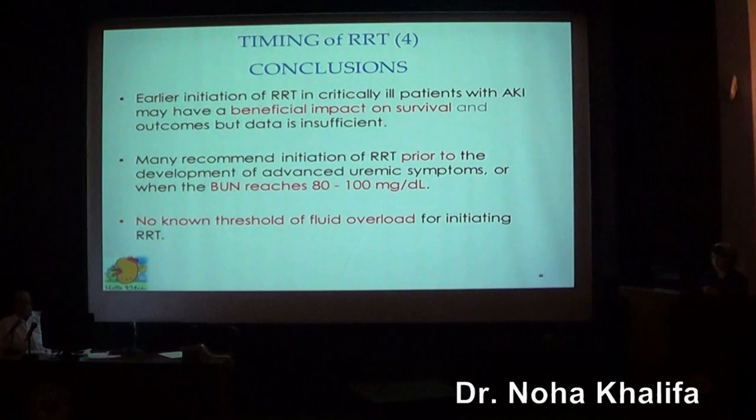So there is a beneficial impact on survival and outcomes, but in only selected patients, and it's not confirmed by many studies. What we say is that initiation prior to the development of advanced uremic symptoms is more likely the best description of the timing of the initiation. So when there's a BUN that reaches 80 to 100, then you start dialysis, or of course if you have any symptoms of uremia like hemorrhage or cardiac manifestations or brain insults.